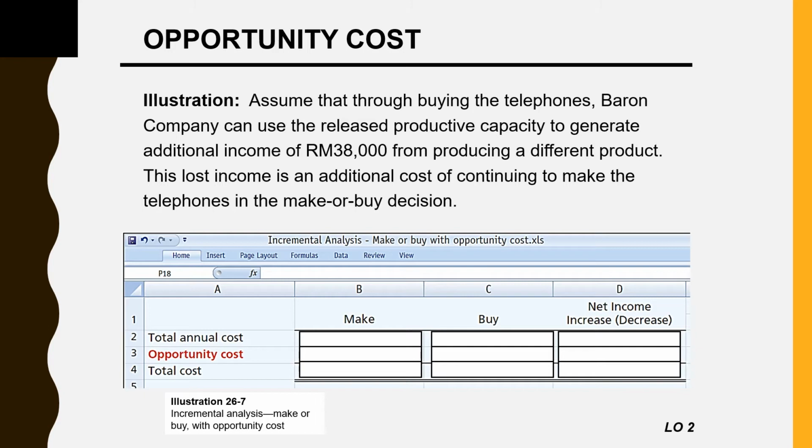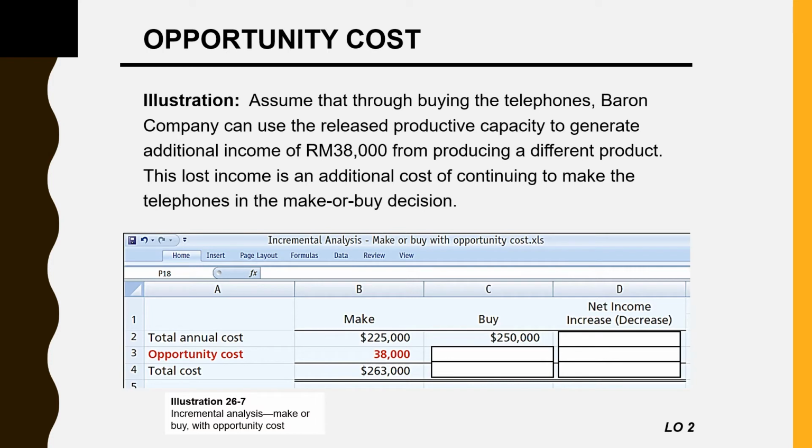Total annual cost under making the telephone: 225,000. Opportunity cost: 38,000, and then the total cost is 263,000.